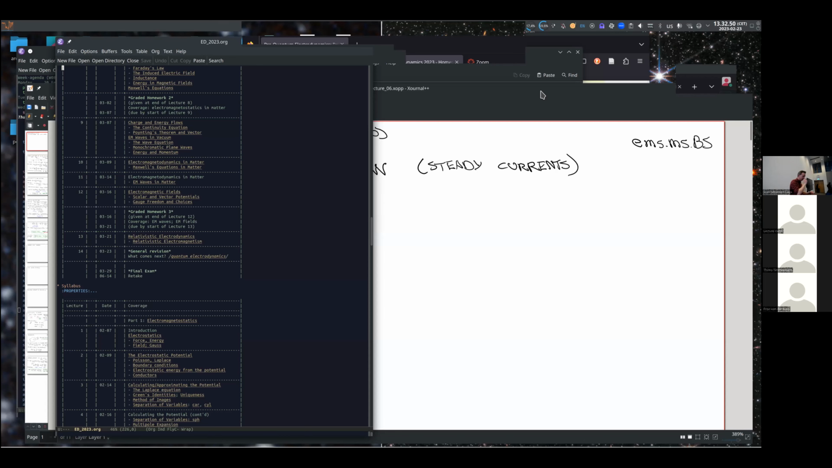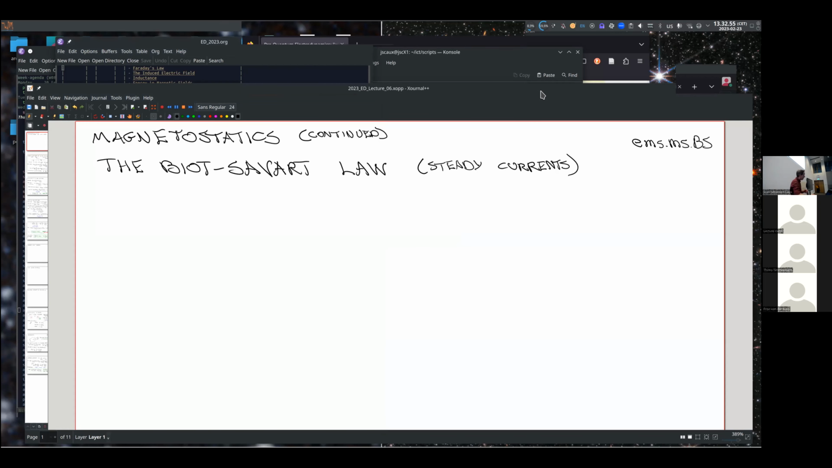So let's see how we're doing. Let me just share the screen here. We had started magnetostatics last time, and the purpose of today is really to make hopefully very good progress on this.